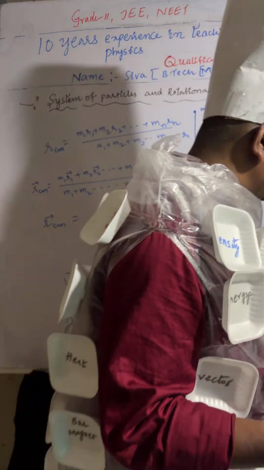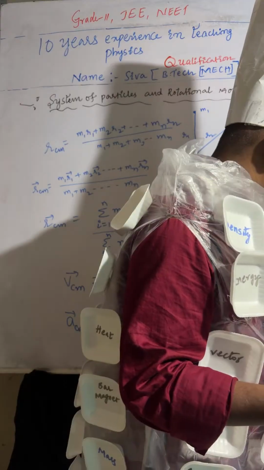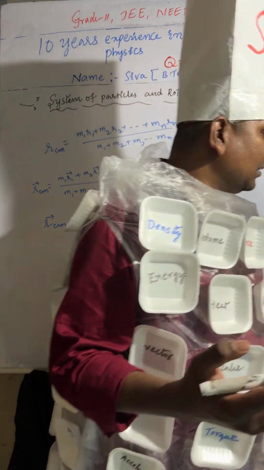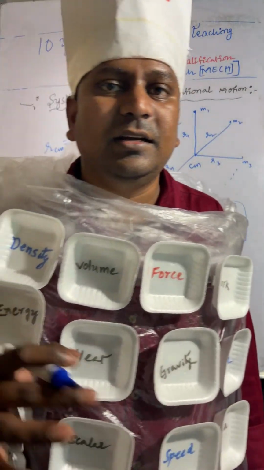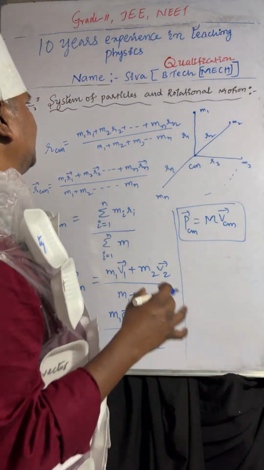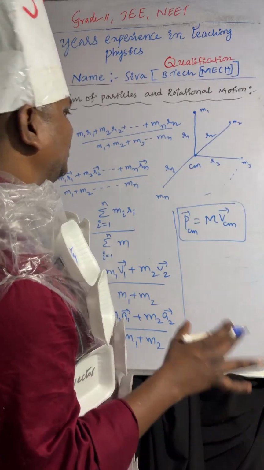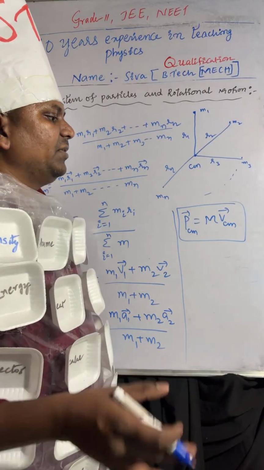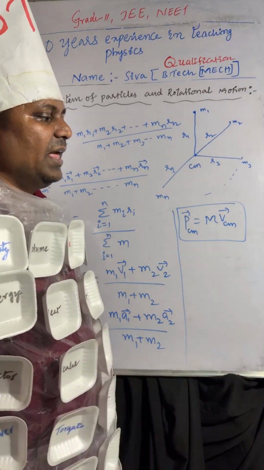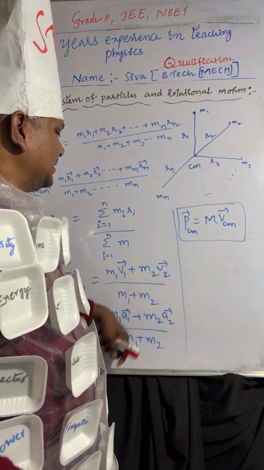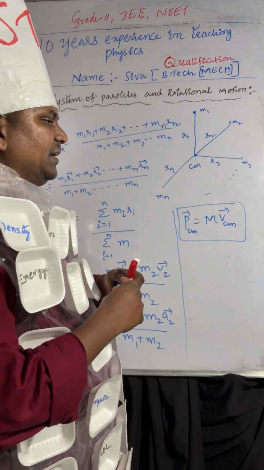I hope it is very clear. Understood or not? So this is system of particles and rotational motion. Likewise you have to write. Understood or not? So next one.